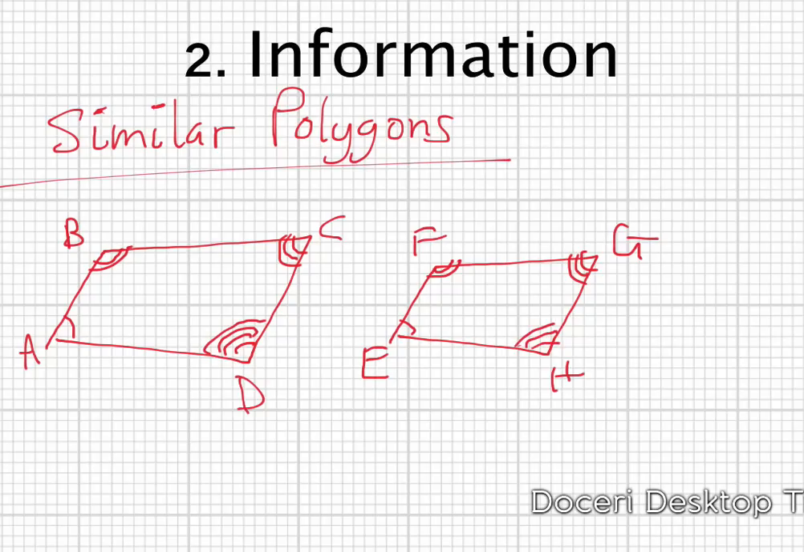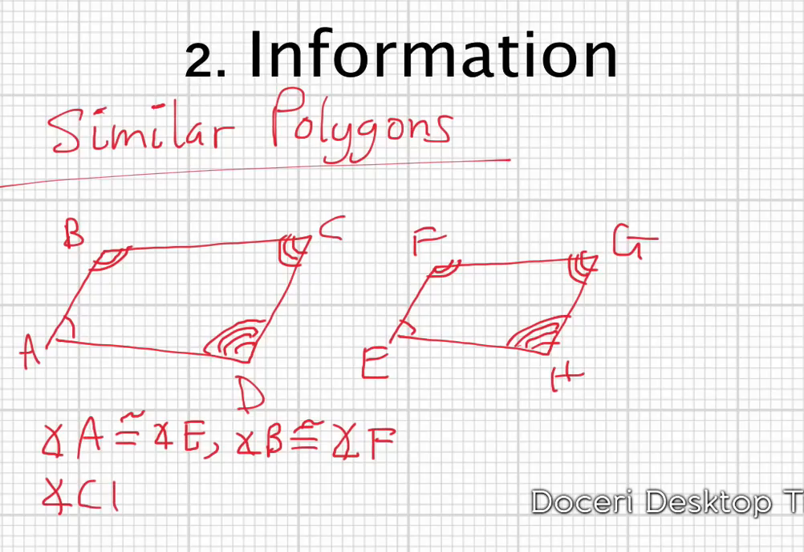Got a lot of arcs here. Okay, so angle A is congruent to angle E. Angle B is congruent to angle F. Angle C is congruent to angle G. And angle D is congruent to angle H. So all my angles will be the same value. Okay? So that's the first piece of information we need for similar polygons.